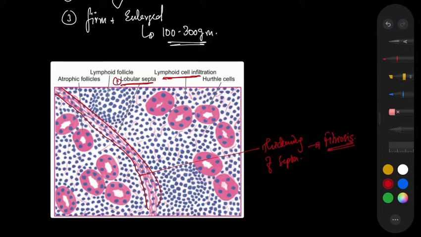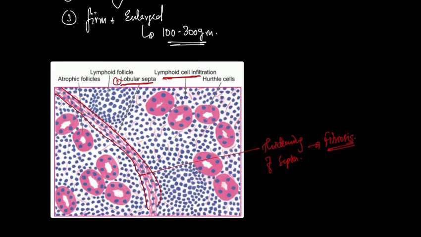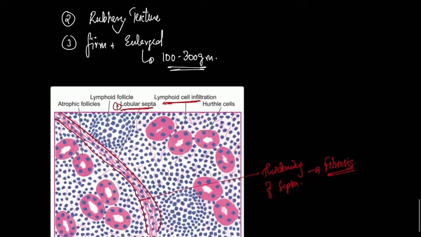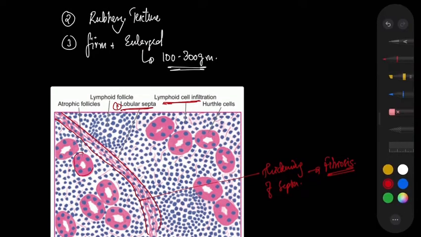And we see the follicles, atrophy of the follicles. And we see something here. What is this? These are Hurthle cells. What are these Hurthle cells? Now this is something that's very important. We have to know what Hurthle cells are.